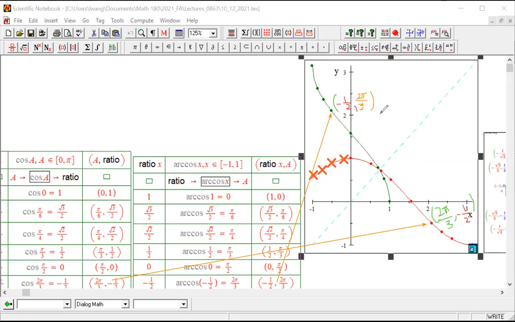So far, so good? So that is going to be true for every point. So this is going to be for 3 pi over 4, you know, negative root 2 over 2. And that point is going to be negative root 2 over 2, comma 3 pi over 4. So that's the consequence of the swapping of input and output. You guys see that?